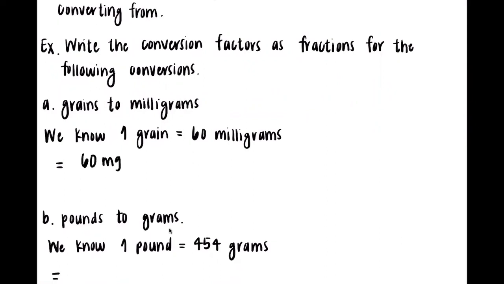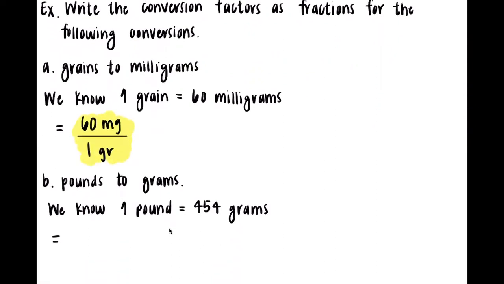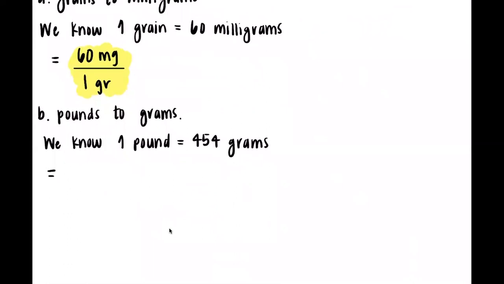And remember, milligrams is abbreviated as mg. And we're going from 1 grain. So here we can see 1 GR. And remember, GR is how we abbreviate the unit grain.